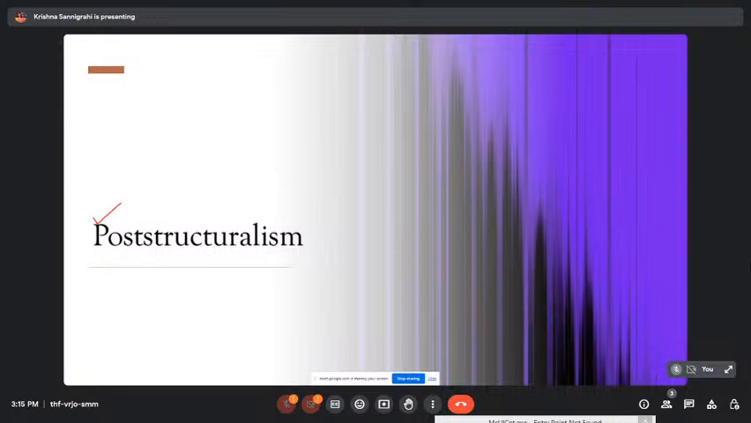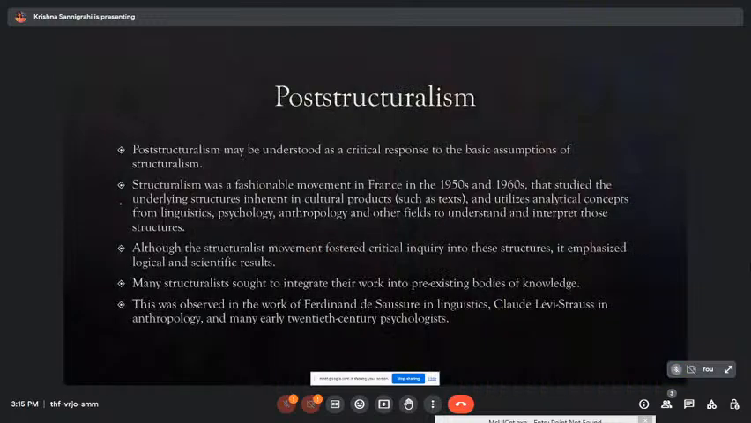So post-structuralism, we will be discussing the concept now. It may be understood as a critical response to the basic assumptions of structuralism. We have discussed structuralism in details in the previous lecture. You can go through lecture number 2 for further details. So it is, as we said, a critical response to the basic assumptions of structuralism.